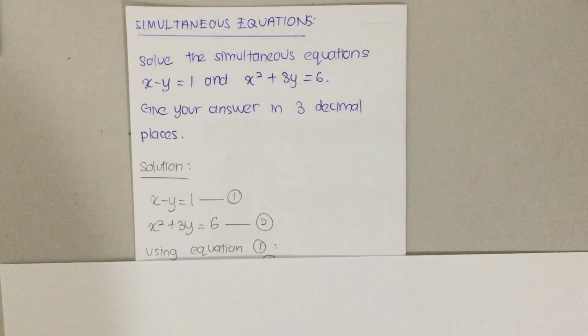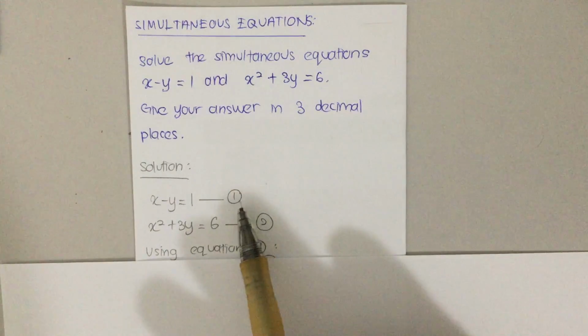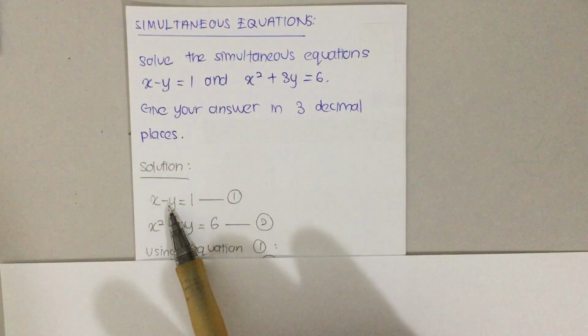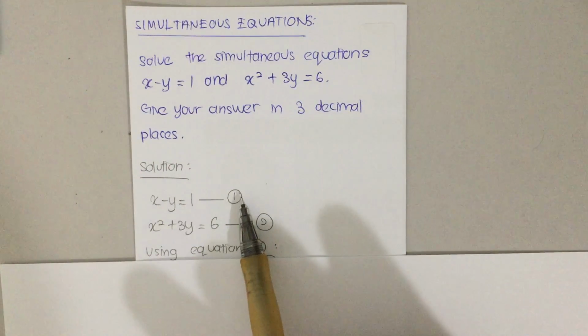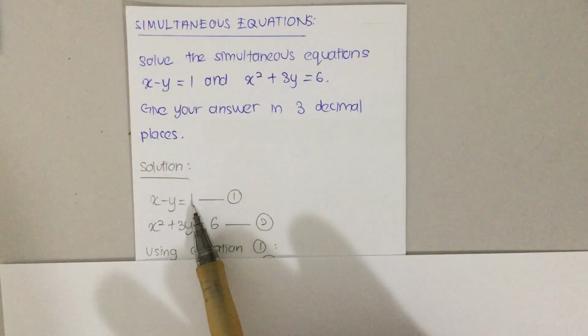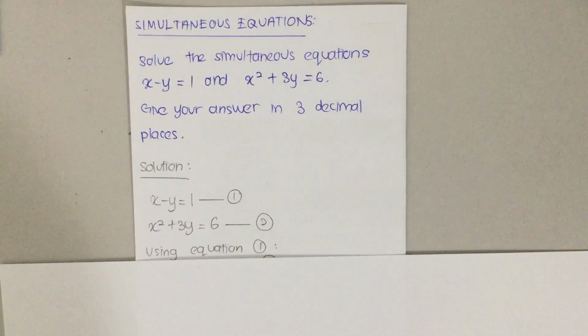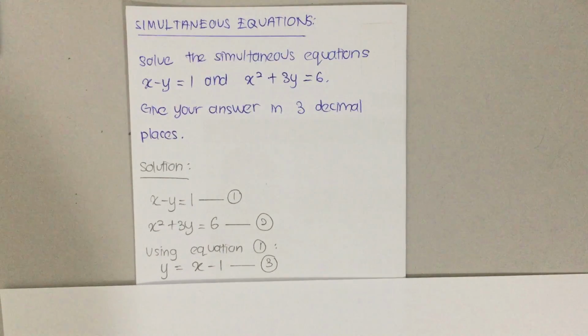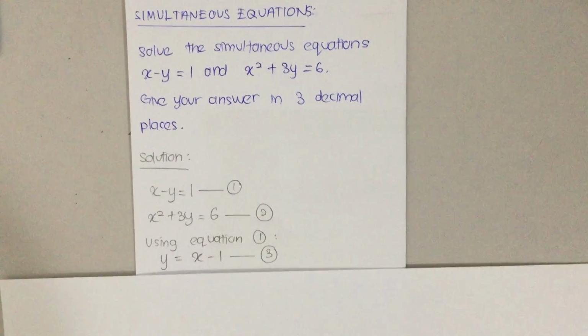So using equation 1, we're going to form an equation of y in terms of x. So how are we going to form y in terms of x? It's very simple. We're going to move the negative y to the right hand side, and then move the 1 from the right hand side to the left hand side. So we will get y equals x minus 1. This will be our third equation. Let us continue.